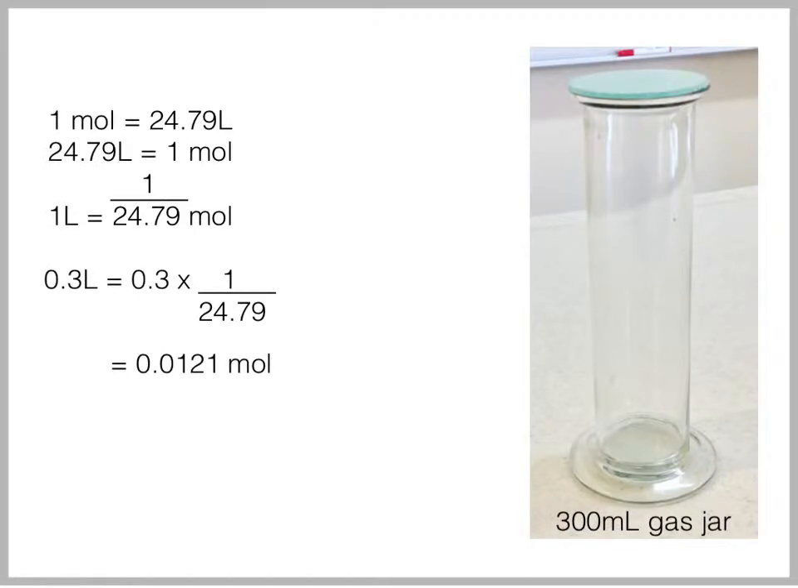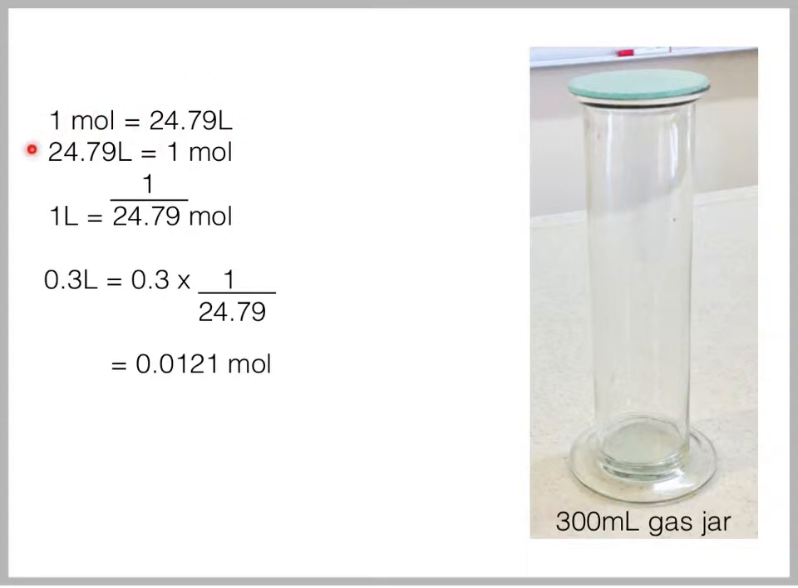Here we have a lovely gas jar with a lid. Now, this has a volume of 300 mils, and I've just done a calculation over here showing how many moles are found in 300 mil of any gas at 25 degrees and 100 kilopascals. So this is the information that we've got. 1 mole equals 24.79 litres. So 1 mole occupies a volume of 24.79 litres.